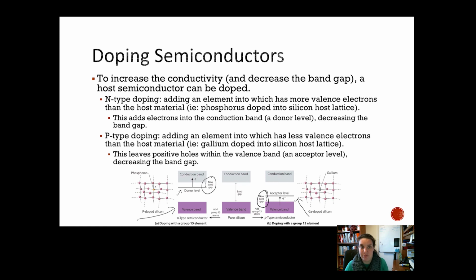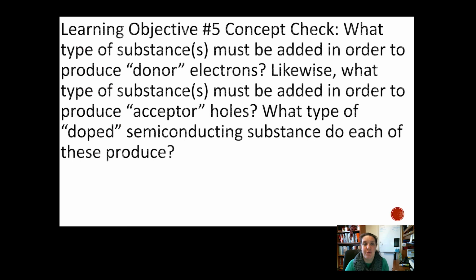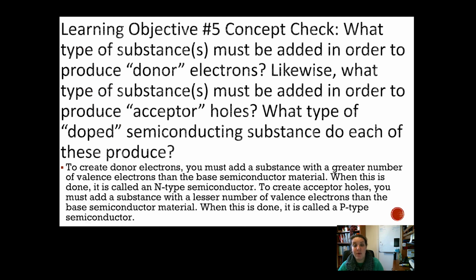Okay, so what type of substances must be added in order to produce donor electrons, and what must be added in order to produce acceptor holes? What type of doped semiconductor substance do we have in each? These are the N- and P-type semiconductors we just talked about. For donor electrons, we need additional electrons, so we need something with a greater number of valence electrons. If we add those in, we get an N-type semiconductor. If we want acceptor holes, it has to have fewer valence electrons than the intrinsic semiconductor material. We call this a P-type semiconductor, or positive type.